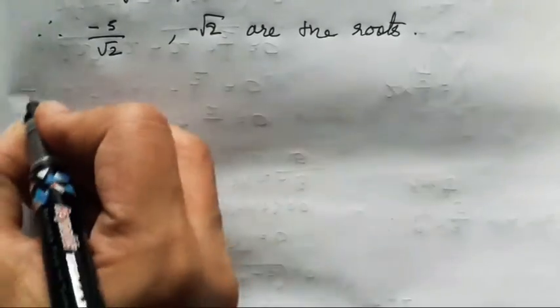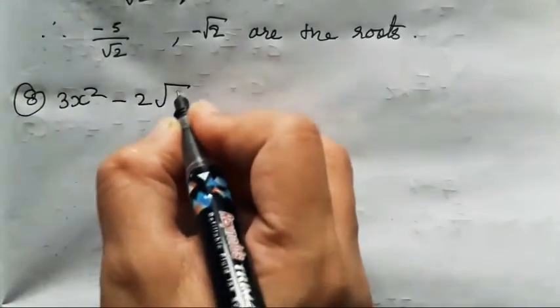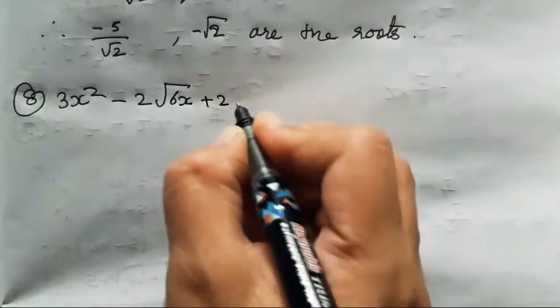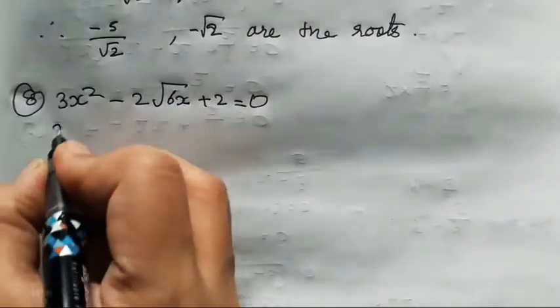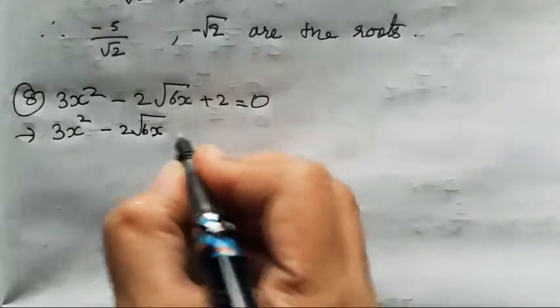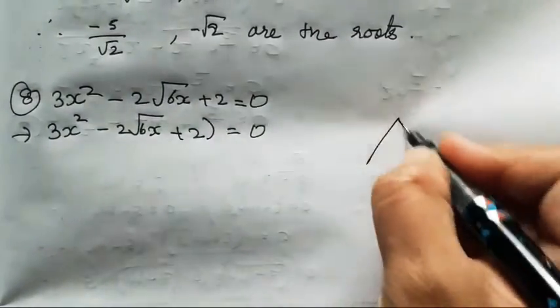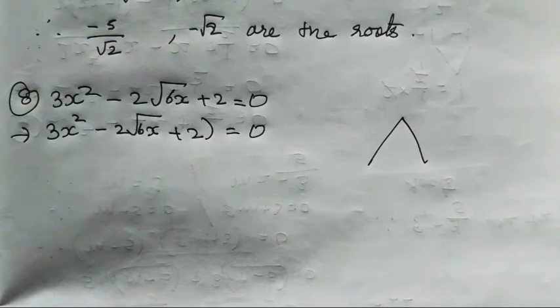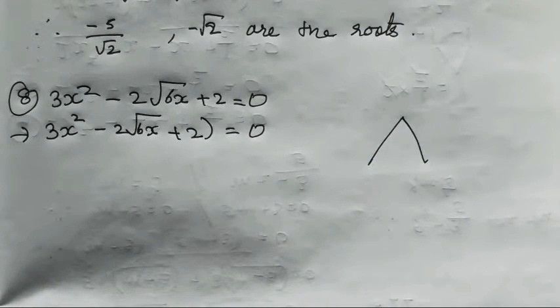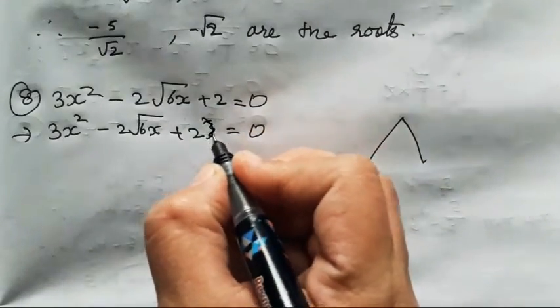Now 8th sum, root 3x square minus 2 root 2x plus root 3... writing the sum again, 3x square minus 2 root 6x plus 2 is equal to 0. If you all are finding anything difficult, do let me know in the comment section, children, so that I will be able to understand which topic is not clear to you all. Okay, so over here no bracket is there. Sorry, I have written a bracket over here.